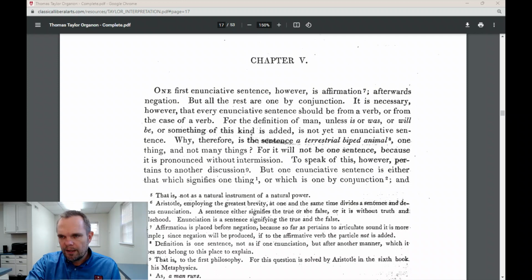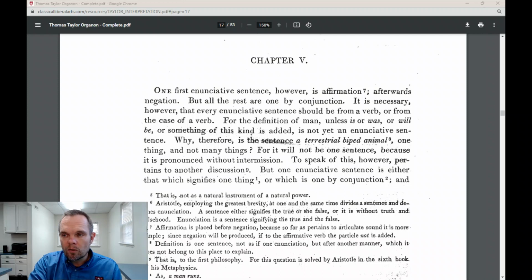All right? So here he said, it is necessary that every enunciative sentence should be from a verb or from the case of a verb. And you may read that and say, what in the world does that mean? Well, keep reading. We have a continuation. Because the reason why every enunciative sentence must be from a verb or case of a verb, the reason why is because, take the definition of man.